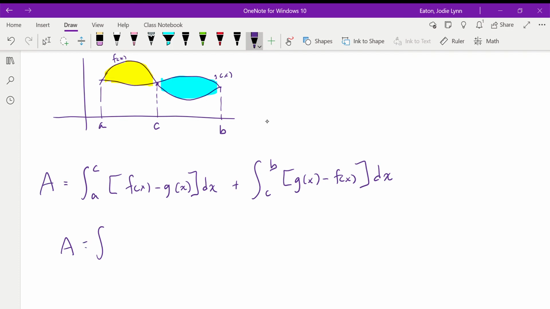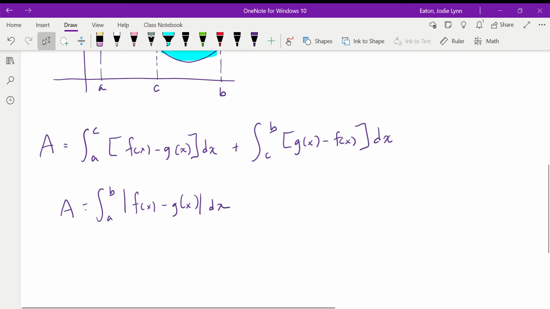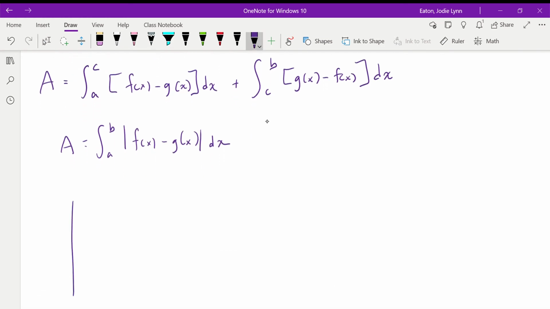or the area could be the integral from a to b of the absolute value of f of x minus g of x dx. But since we usually evaluate absolute value integrals by separating them into piecewise functions, usually the first is somewhat more efficient. And there's a situation that you might think would change things, but it actually doesn't.